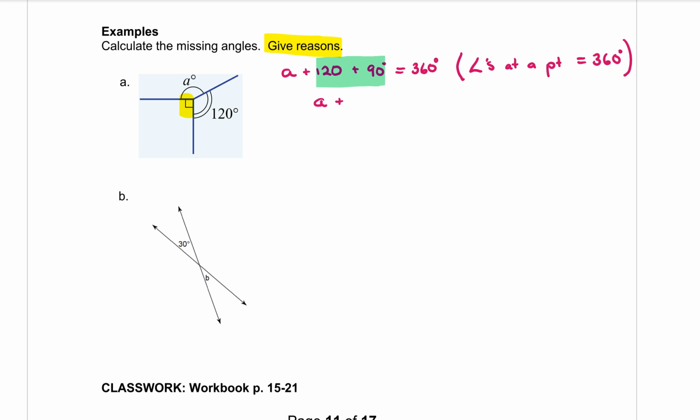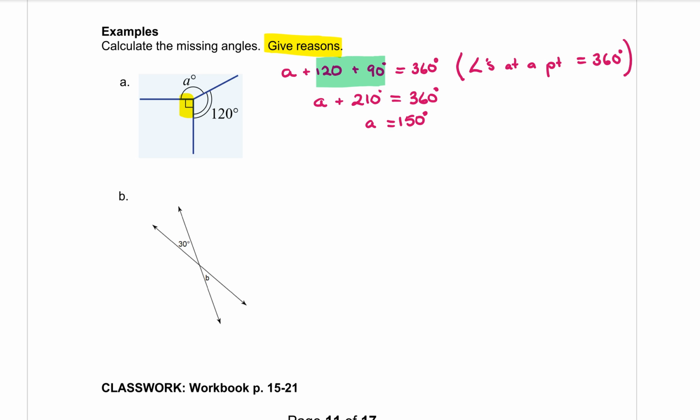So it's just going to be A plus 210 degrees is equal to 360. Now adding those together first means that if I want to find A, I just need to subtract 210 off of that 360. So 360 minus 210 is 150. So A is equal to 150 degrees.